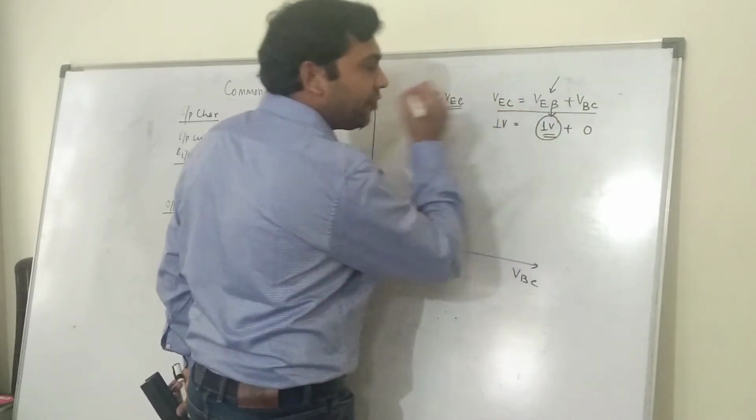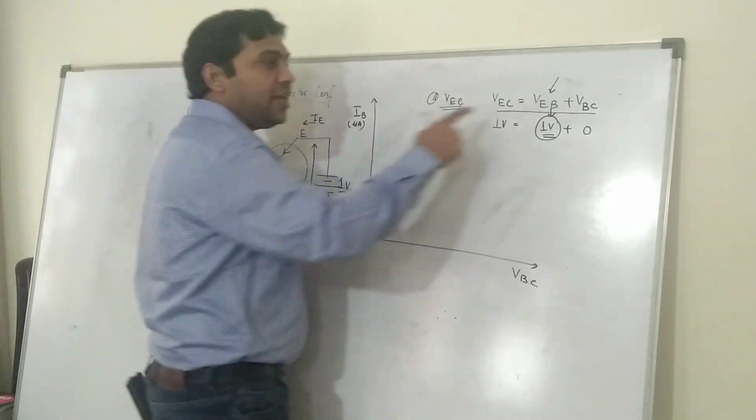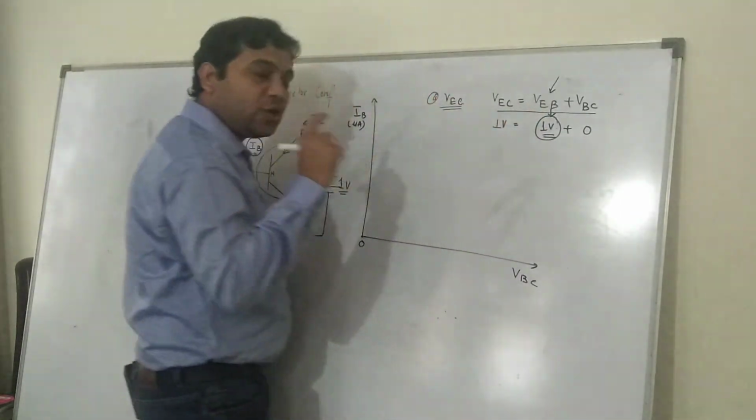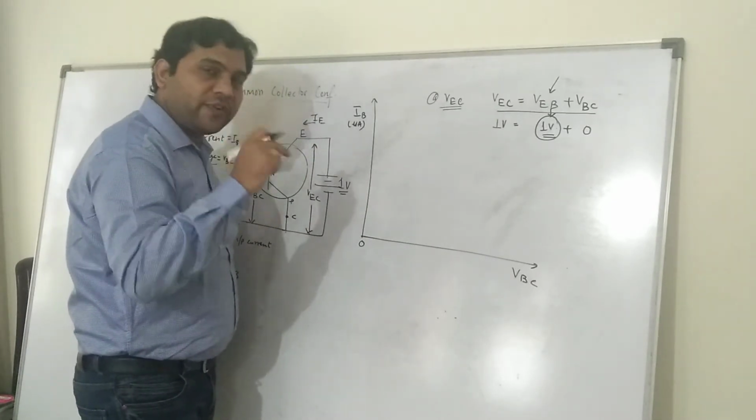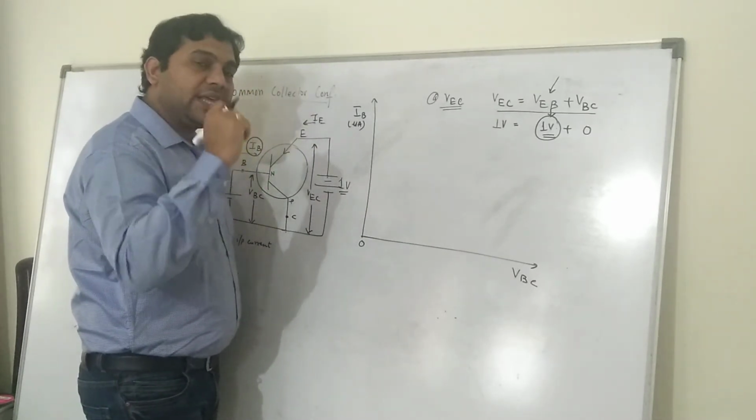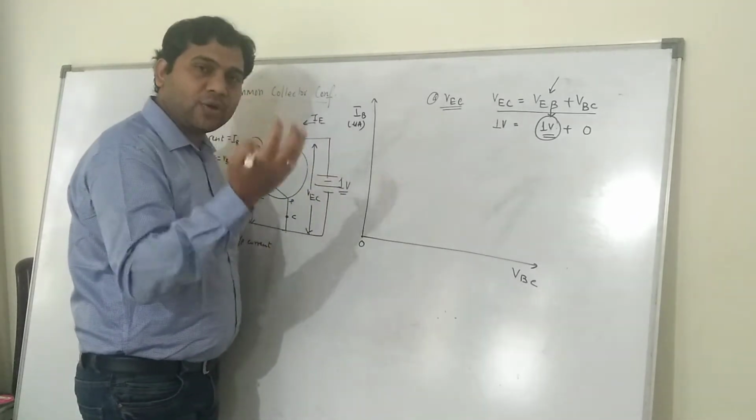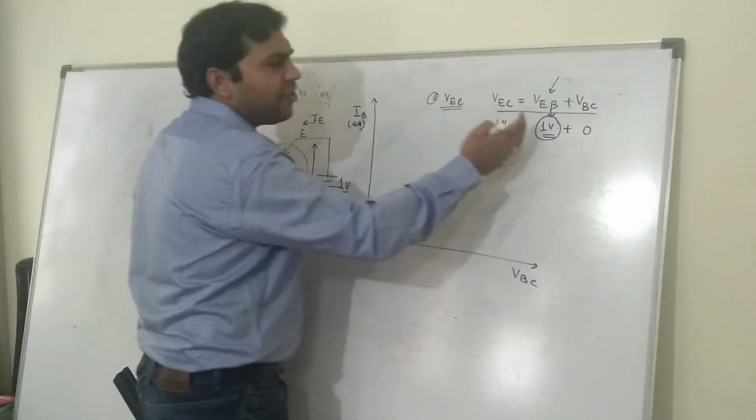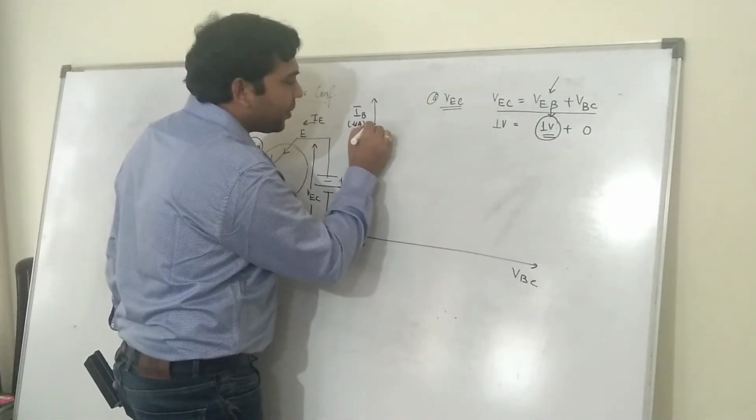VEB will be 1 volt. And we know from the common emitter characteristics, if VEB, that means emitter to base voltage, is 1 volt, which is very sufficient to make this forward biased. What does it mean? There will be a large IB. And since IB is always in microamperes, let's say it's somewhere around 100 microampere.